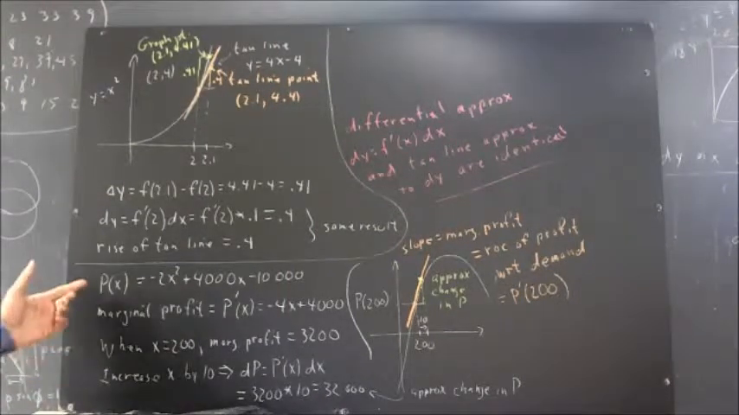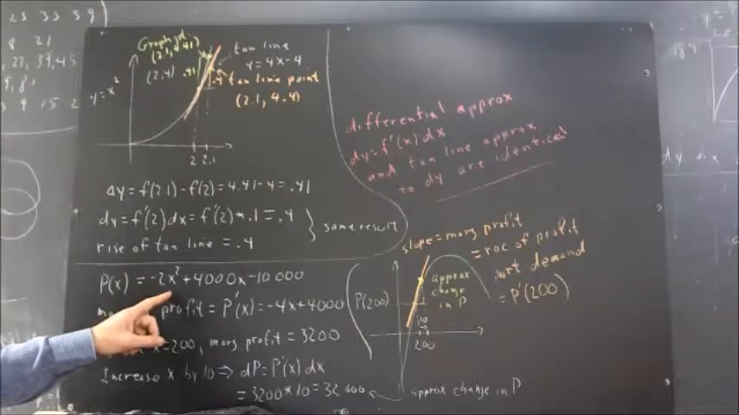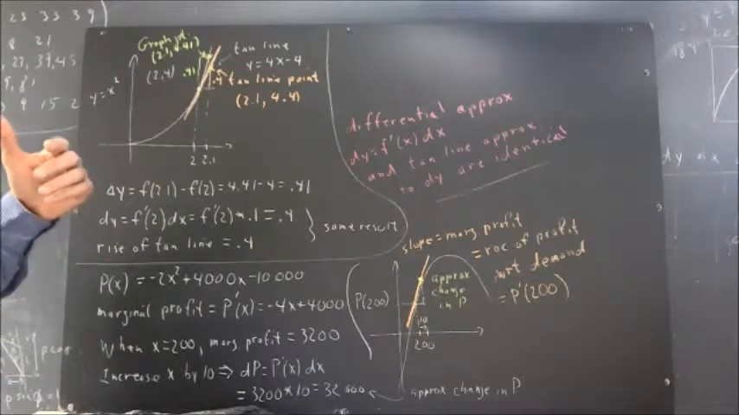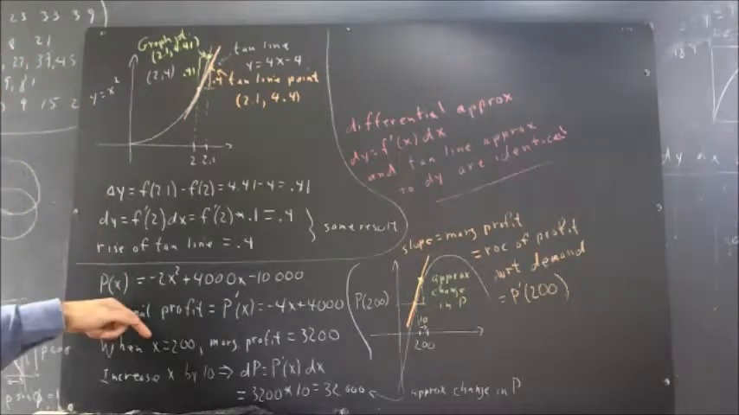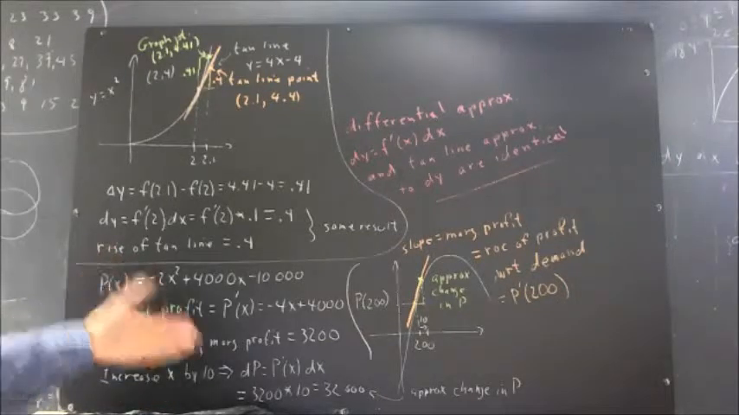We're given a profit function, P of X, where X is the demand, and we're asked to use this function and use the marginal profit to determine the approximate change in profit if the demand changes from X equals 200 to X equals 210.